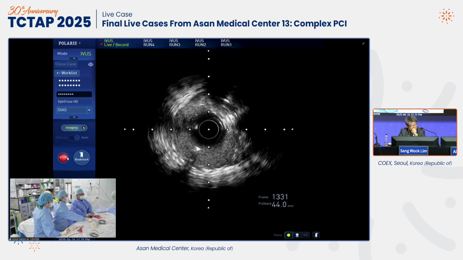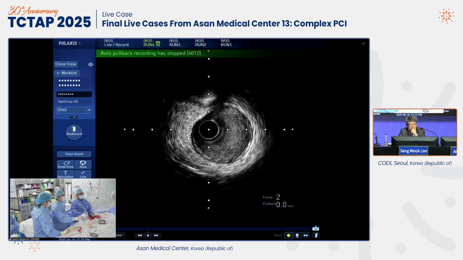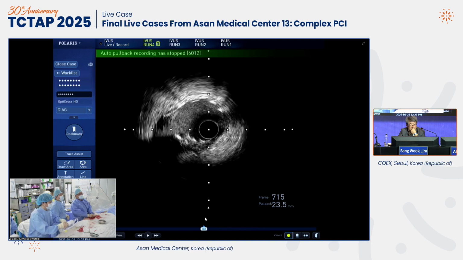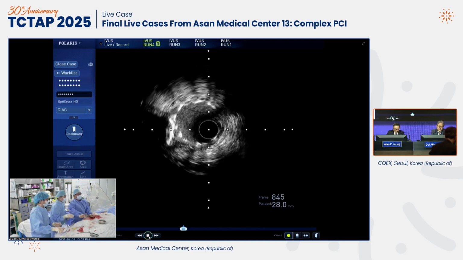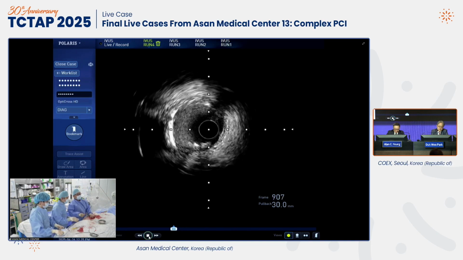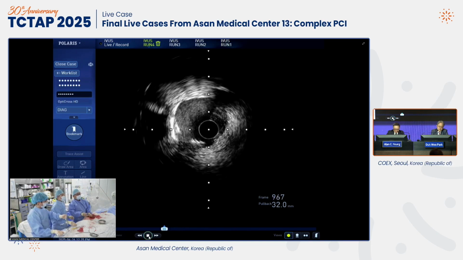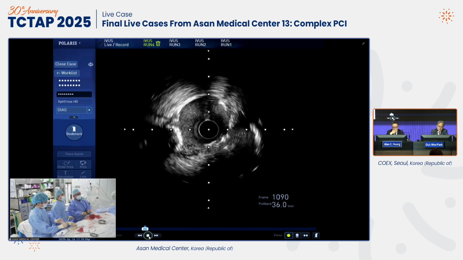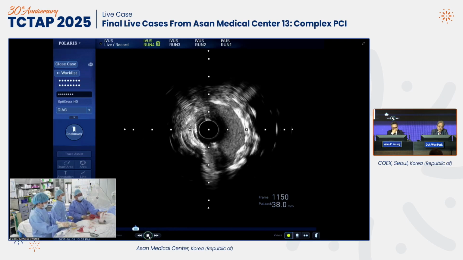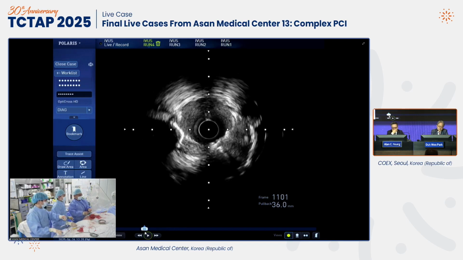So show us the ostium of the side branch. This is the diagonal branch ostium. Yeah, the diagonal branch ostium looks very okay. Good. So the diagonal branch ostium is very nice, very well expanded.